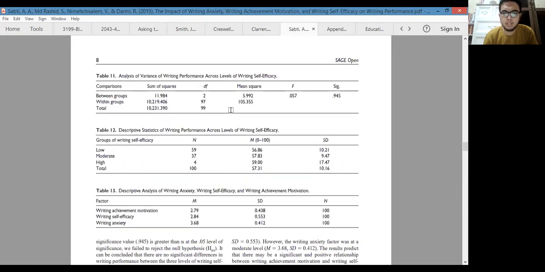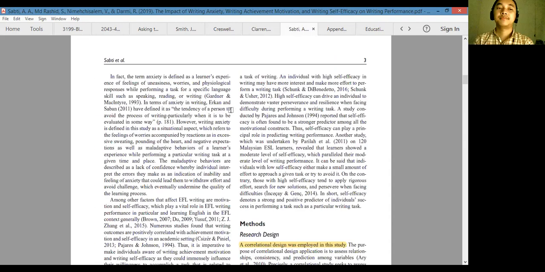Okay, can you see all? Yes, we can. Yes, clearly.